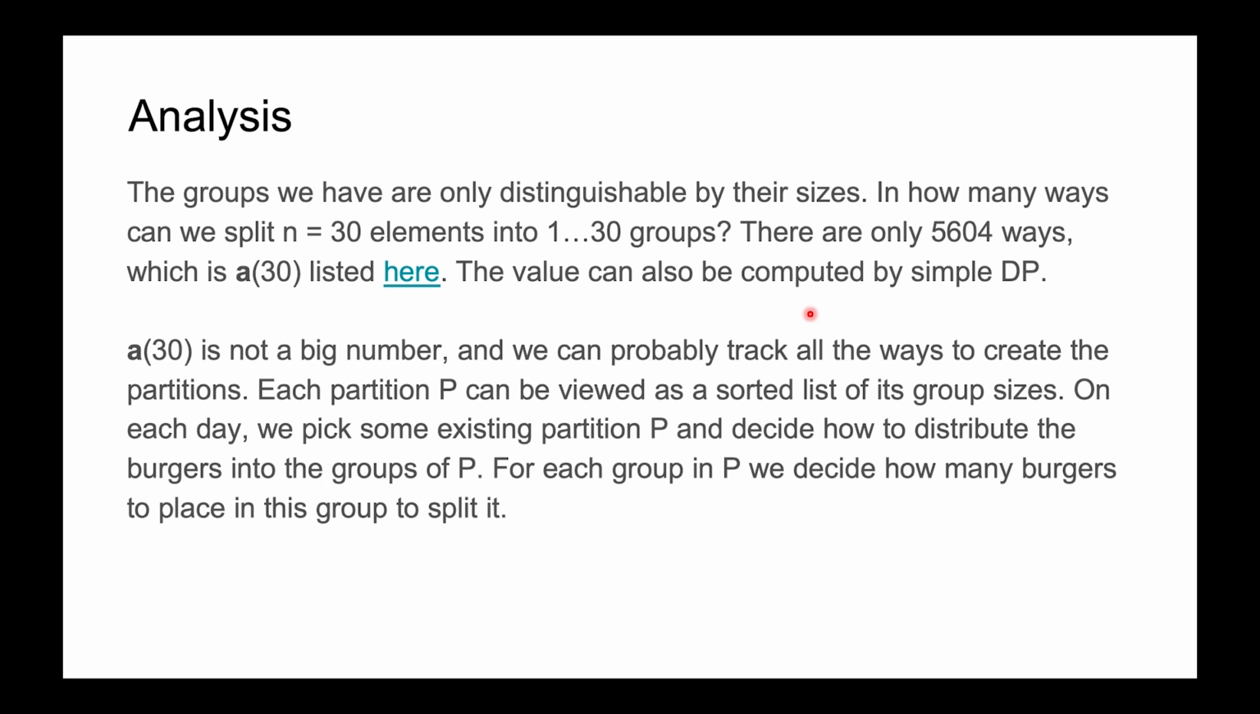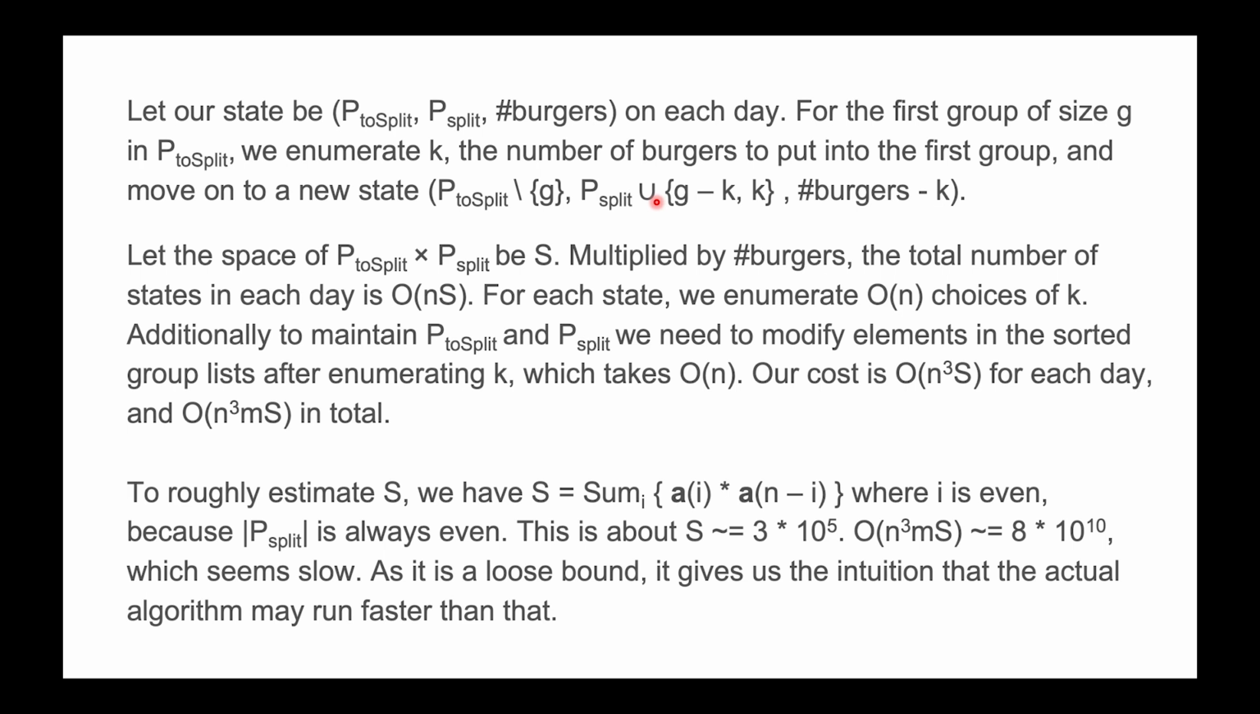For each group in P, we can decide how many burgers to place in this group in order to split it. So we can model our state to be the partition to be split and the partition we already split. And of course, we track the number of burgers we have left. And this state is for each day. So for each state, we can consider the first group, let's say it has size g. We can enumerate k, the number of burgers we place into this first group, and we will remove group g from the partition to be split, and we will get two smaller groups in the partition we have already split. And of course, the number of burgers left is decreased by k.